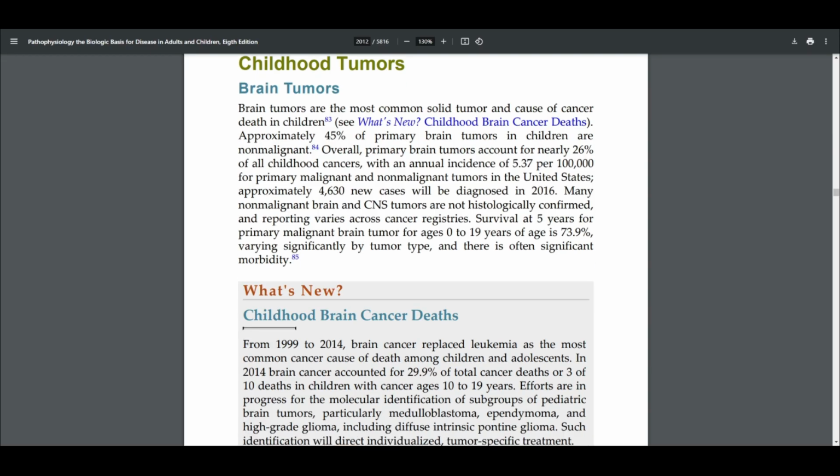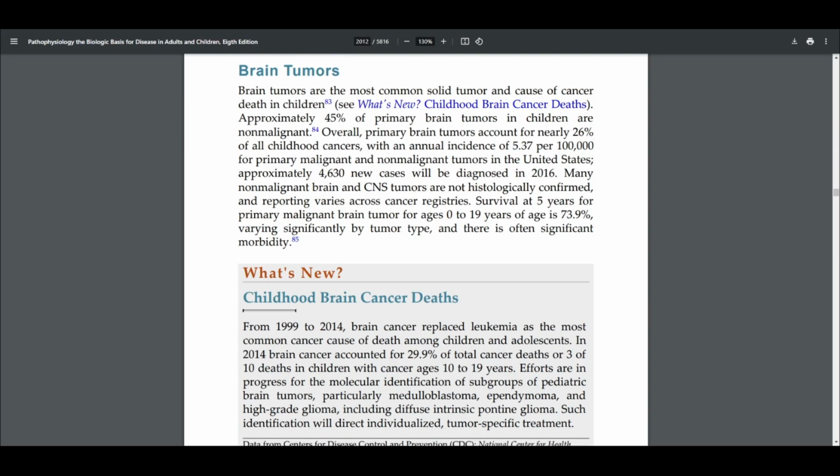Childhood brain tumors are the most common solid tumor and cause of cancer death in children. Roughly 45% of primary brain tumors in children are non-malignant. Overall, primary brain tumors account for nearly 26% of all childhood cancers, with an annual incidence of 5.37 per 100,000 for primary malignant and non-malignant tumors in the US.